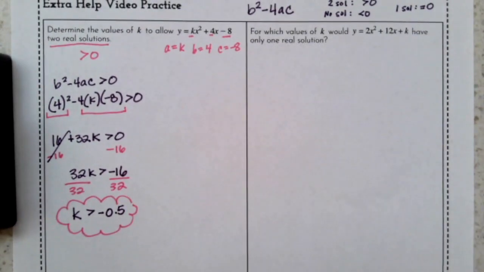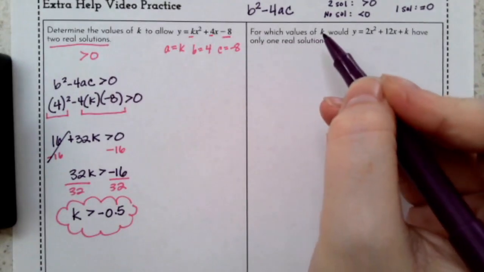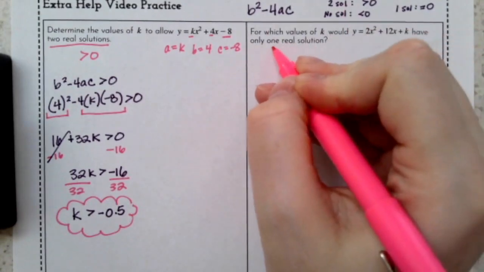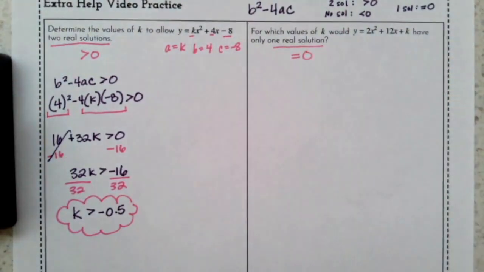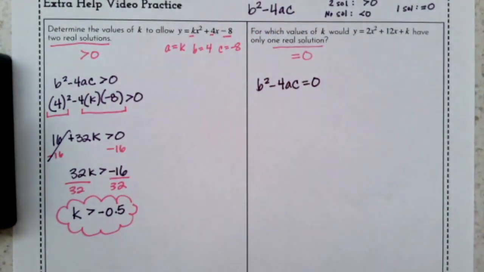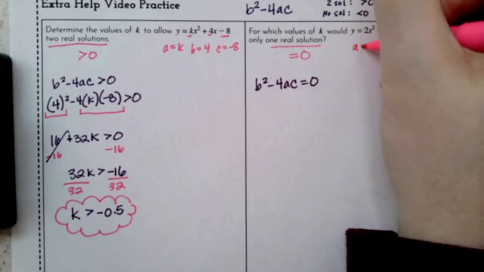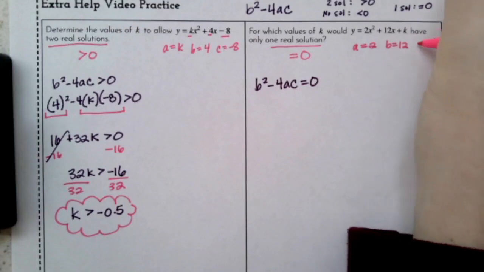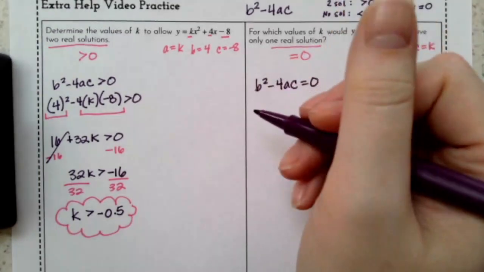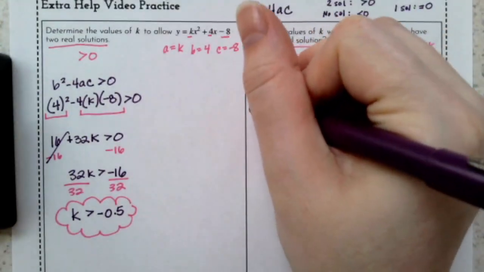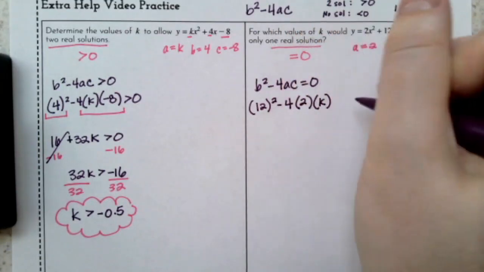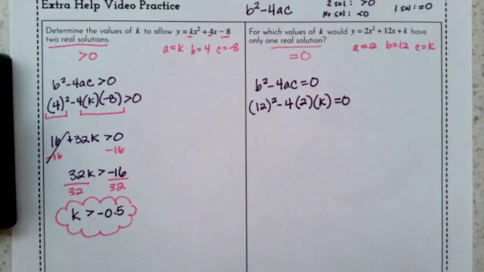So now let's do one more. This one says, for which values of k would this equation have only one real solution? So one real solution is equal to 0. So I'm going to set up my discriminant formula equal to 0. And then let's go ahead and identify a, b, and c. So a is 2, b is 12, c is k. So when I plug those in, I want to plug them in inside parentheses. So 12 squared minus 4 times 2 times k equals 0.